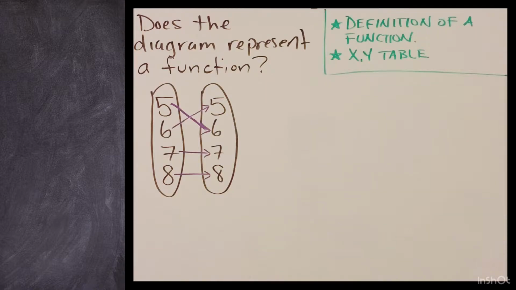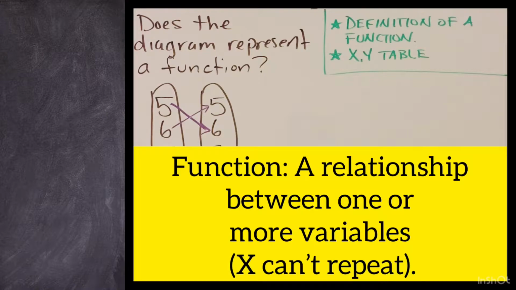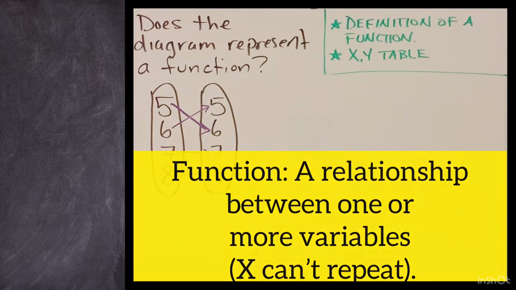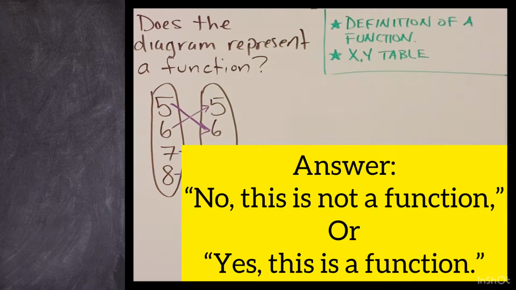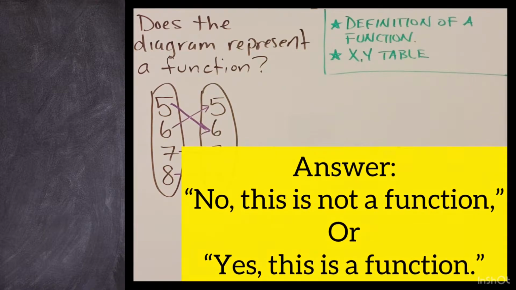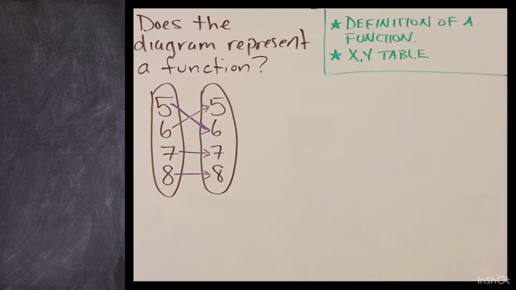So remember, every time you do a problem like this, you're going to look at it exactly how I explained. Let me just tell you what the definition of a function is. The definition of a function is a relationship between one or more variables where the x value does not repeat. So when we talk about the x value, remember, we're talking about these values that are on the left side of the diagram. That's what we're really focused on. In the end, your answer is simply going to say, no, this is not a function, or yes, this is a function. Let's take a look at example number 1.